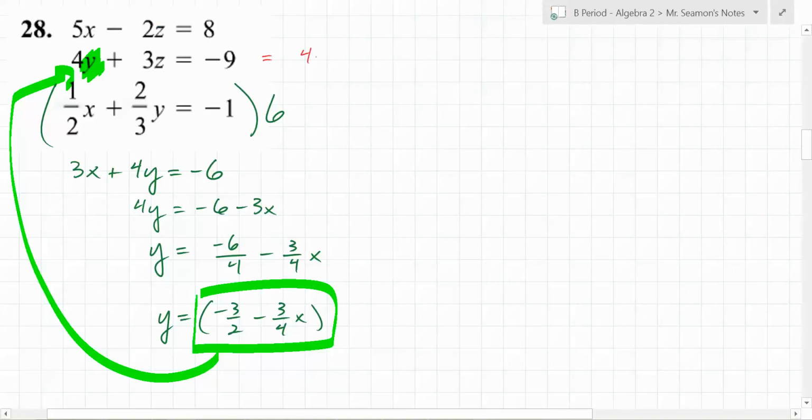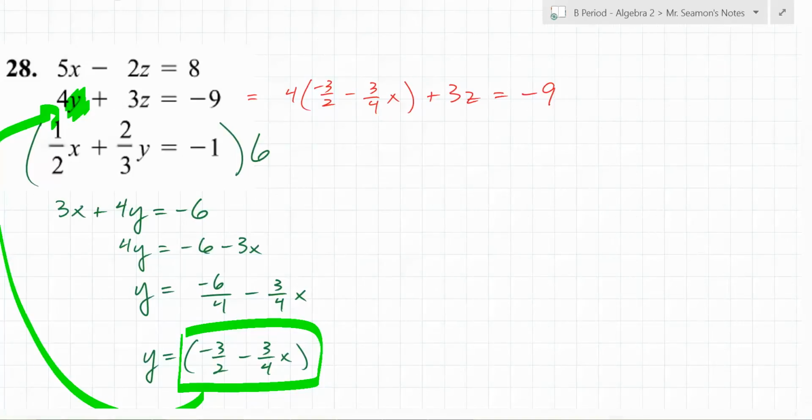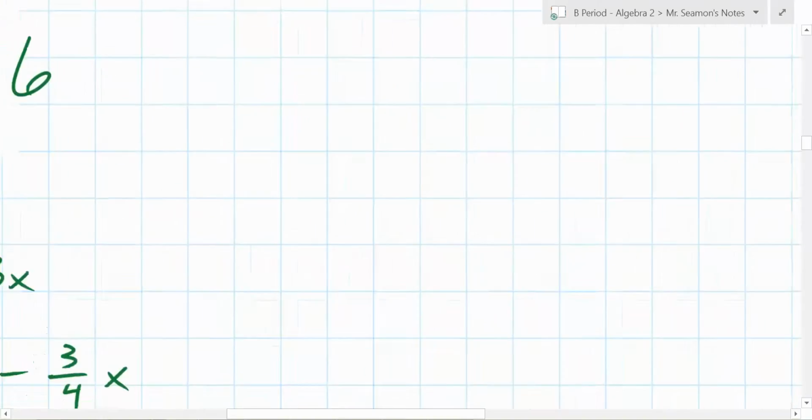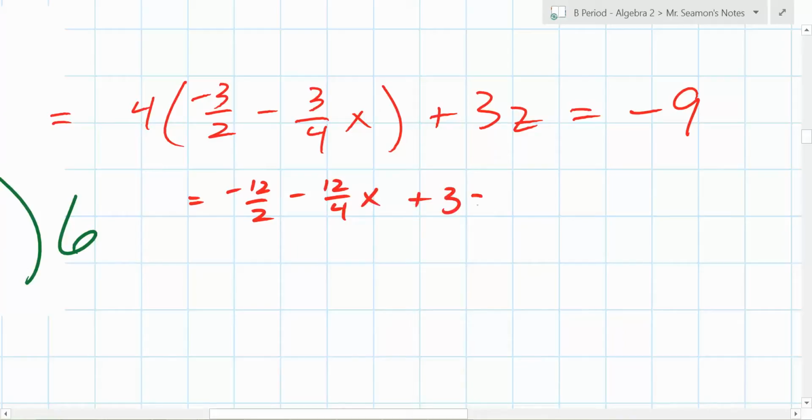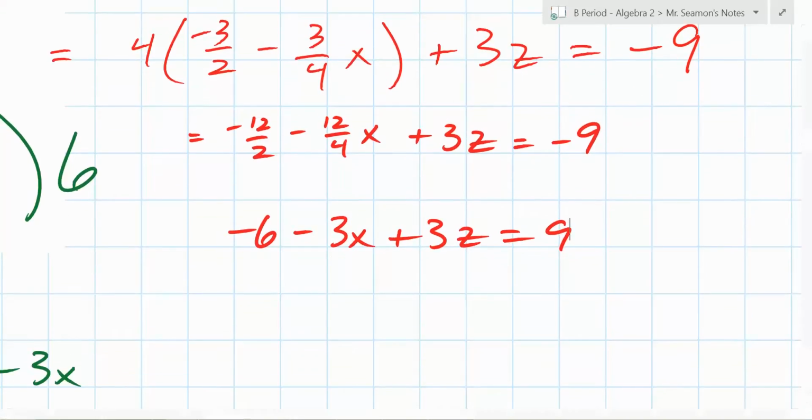What does it now become? It now becomes 4 times negative 3 over 2 minus 3 over 4x plus 3z equals negative 9. What should you do to that before you do anything else? We need to simplify, and that first step of simplifying is going to be distributing. So let's actually distribute there. You end up with negative 12 over 2 minus 12 over 4x plus 3z equals negative 9. What's negative 12 over 2? Negative 6 minus, what's negative 12 over 4? 3x plus 3z is equal to 9. What do I add to both sides?